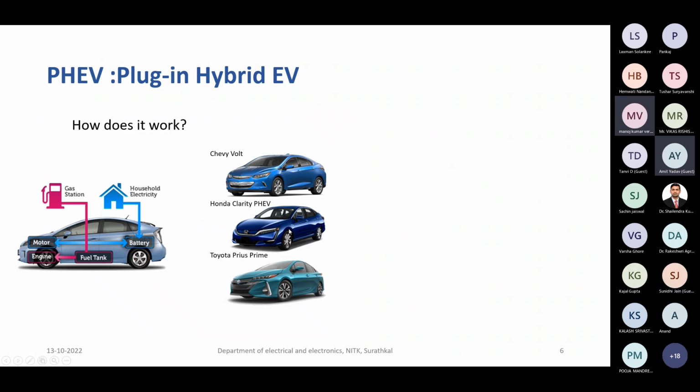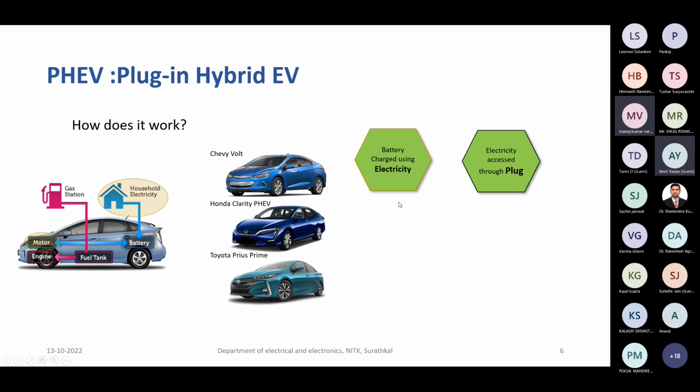There are three models presently available in the market, the Chevy Volt, Honda City and Toyota. And what is the battery charging used? The battery is charged on electricity, using a plug, and it uses an internal combustion engine when the battery gets depleted. That is the idea of why we are going for plug-in hybrid vehicles.